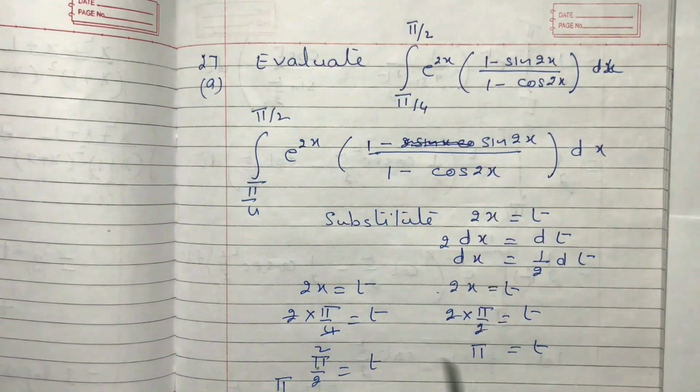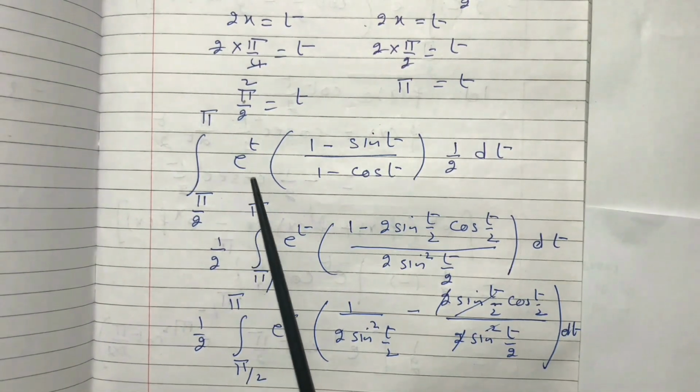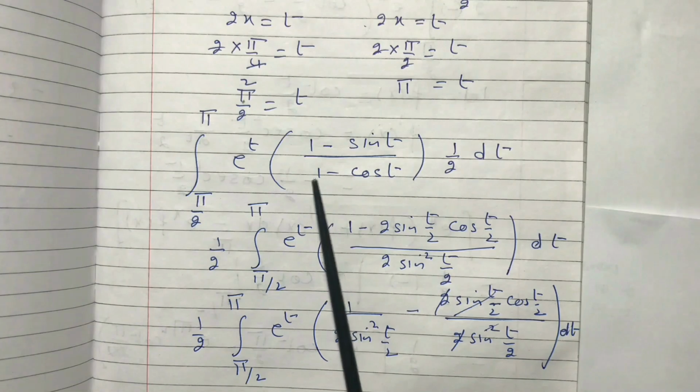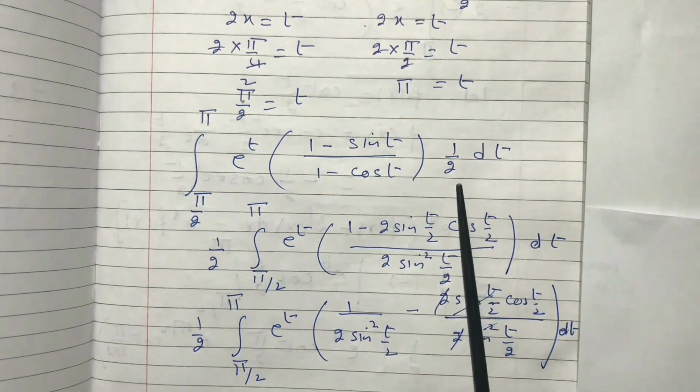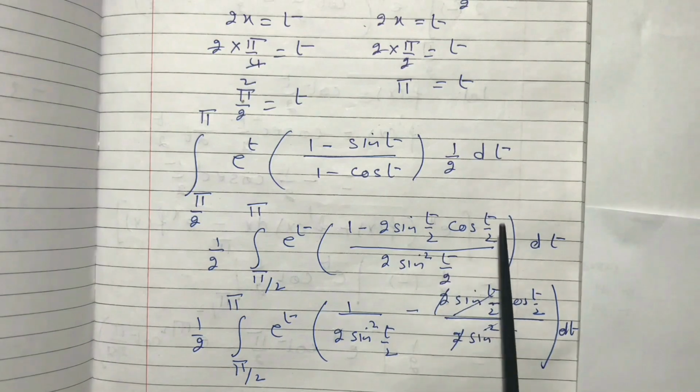So this sum becomes, limits are pi by 2 to pi. This is e raised to power t. In the bracket, I have (1 minus sin t) upon (1 minus cos t), 1 by 2 dt. Now change sin t as 2 sin t by 2 cos t by 2.